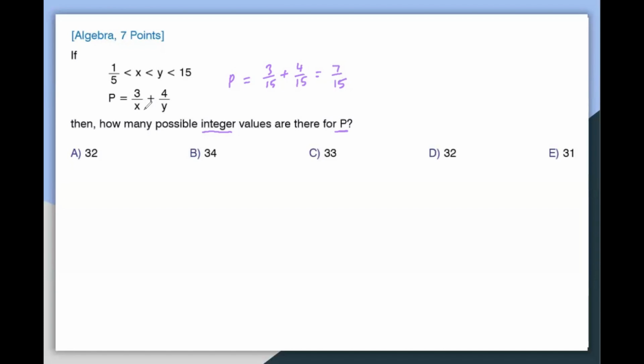Let's say x is 14.9999 and y is 14.9998, something like that. Even though we are not allowed to choose 15, I can get really close to it. That is why I choose 15 for both, and that gives us this value. But it is not achievable because x and y are not 15, meaning that p has to be larger than 7 over 15.